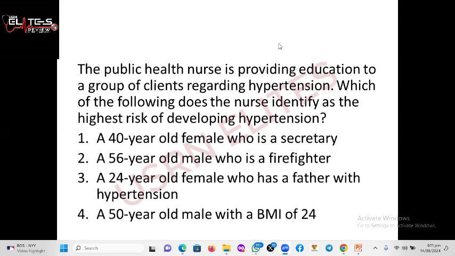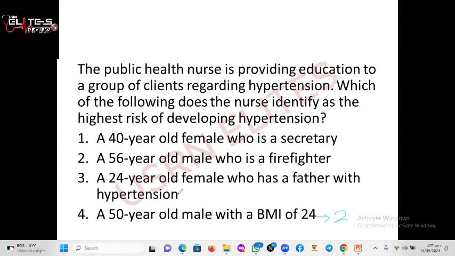I'll use the risk factors here to do the eliminations. With option 4, we have the age and then the male, which is a factor, but the BMI here is a normal BMI. So we only have 2 risk factors here.